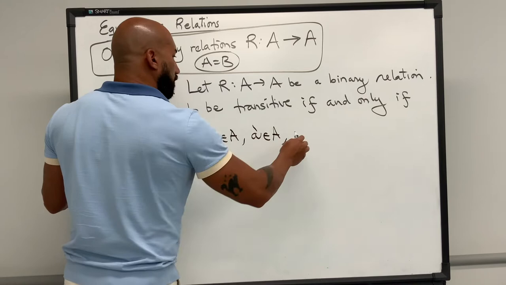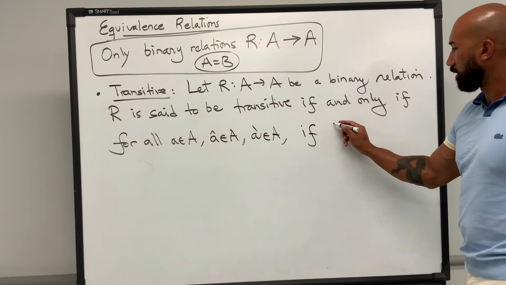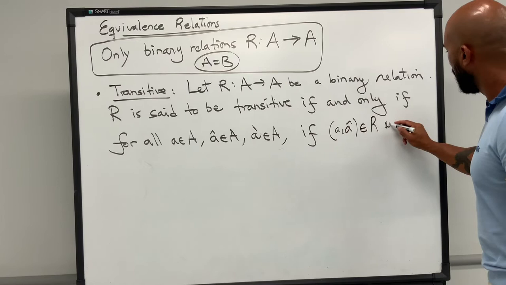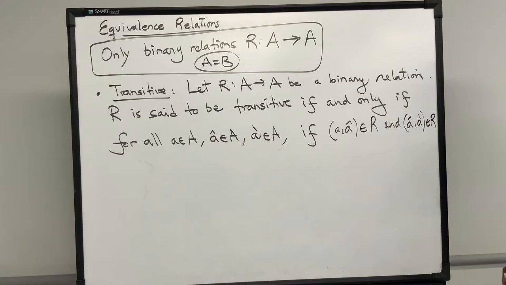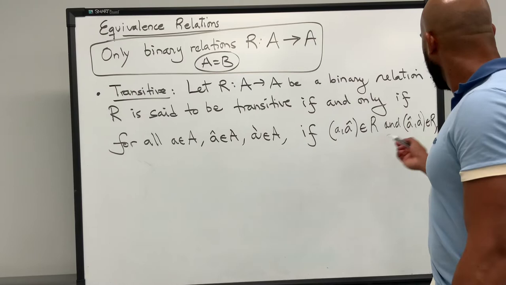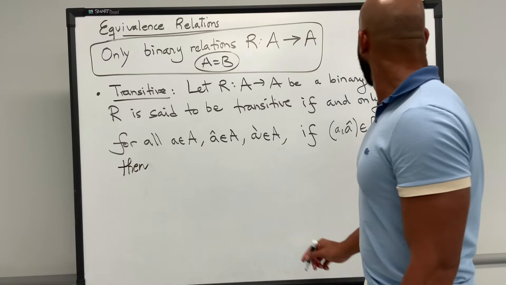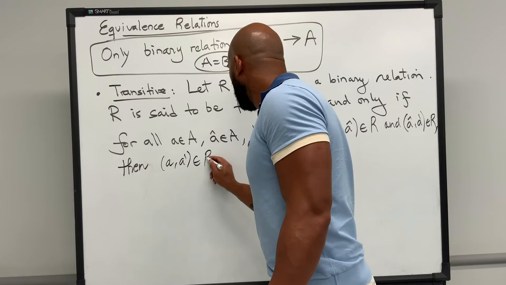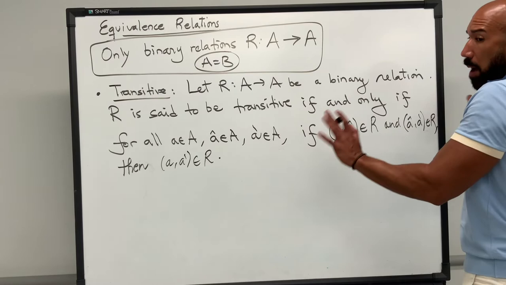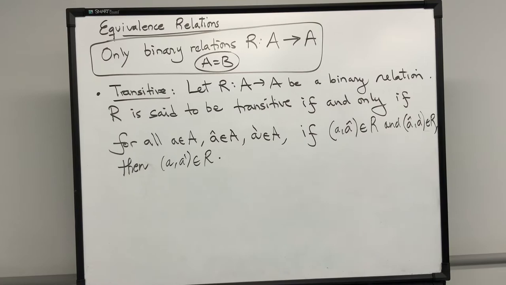again, it's a condition here. If the pairs (A, A hat) and (A hat, A prime) are in the relation, then (A, A prime) must be in the relation. So if this is happening, then we need this. If this is not happening, no problem. Is that okay? So let me put a simple example, and let me go over these conditions.